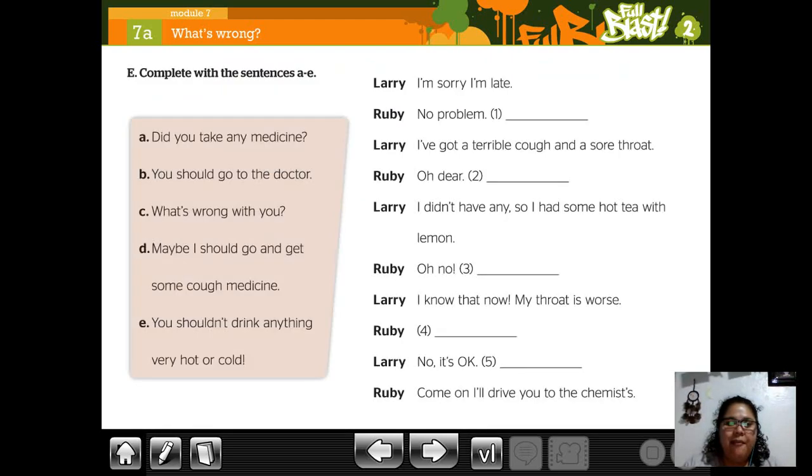Same with this one. And the last one, it says complete the sentences A to E with the ones that we have there. And it says, for example, I'm sorry, I'm late. No problem. What's wrong with you? I have got a terrible cough and a sore throat. Oh dear. Did you take any medicine? Okay. So you guys are going to complete this exercise.